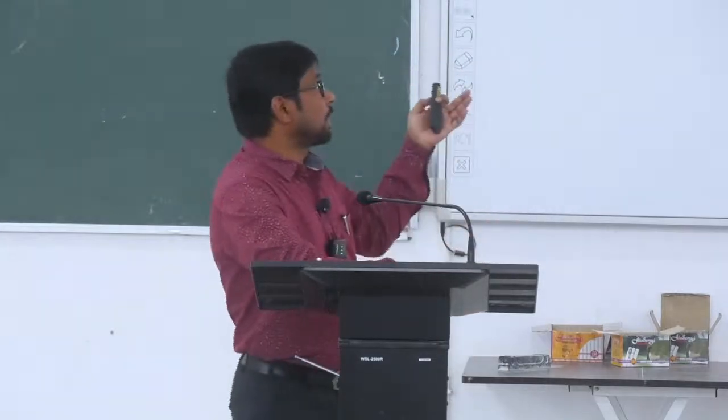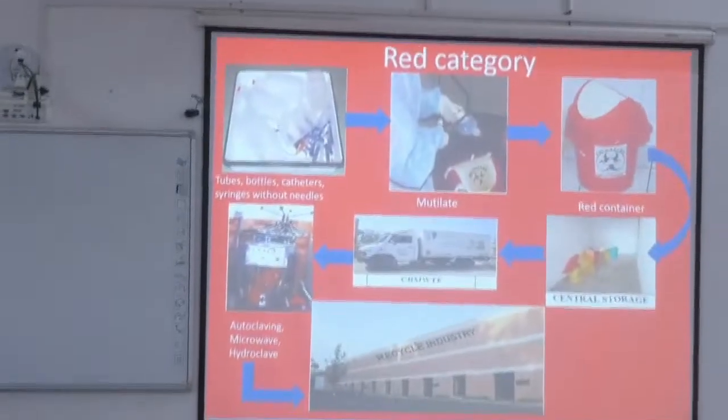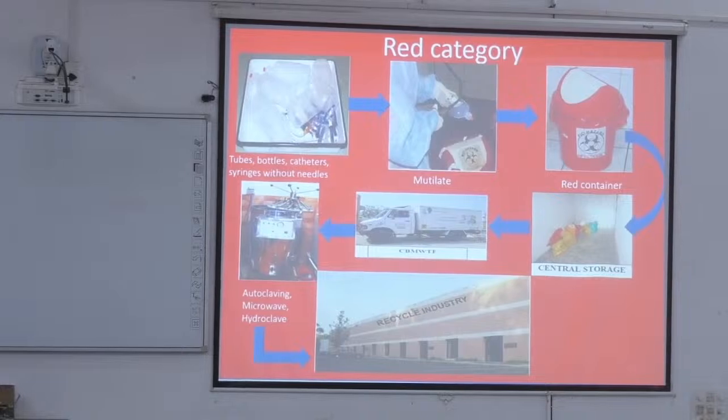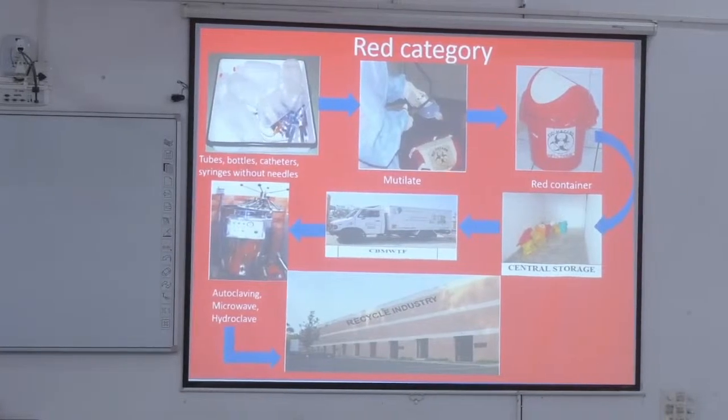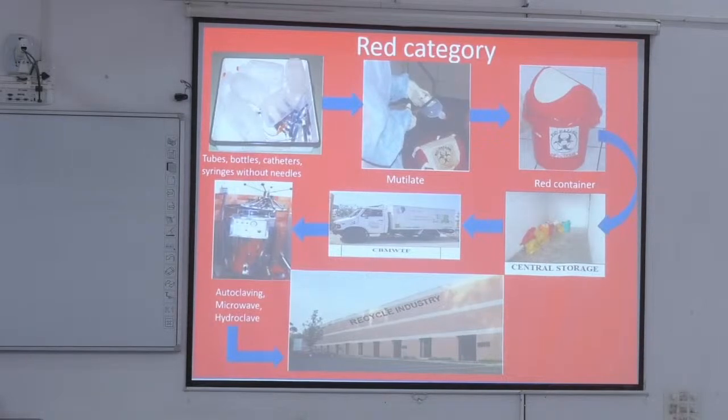Red category: in the red category, you can find plastic materials or non-degradable materials. If it is an NS bottle, then before throwing you have to mutilate it, meaning you have to cut it or break it, then only you can throw it. After that, keep it in the container, and then in the central storage area, then send it to the treatment facility. There they can recycle it, but before recycling they have to sterilize or autoclave it.